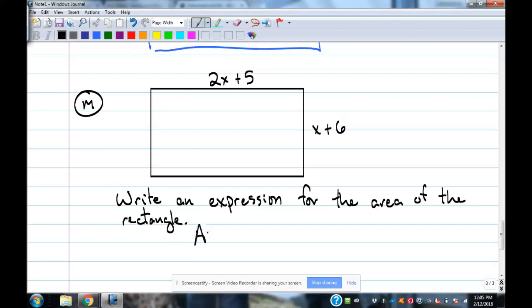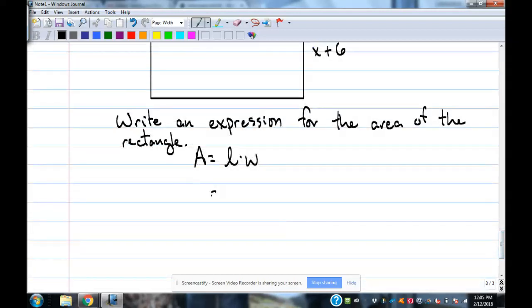Absolutely. Good, Austin. So he's saying you take 2x plus 5 and x plus 6, just like the problems we started with, an example like F. And it's just distributive property. That would be perimeter. We're talking about area. So if it were perimeter, yes, you would involve multiplying those by 2 and adding. But we're dealing with area, so it's length times width.